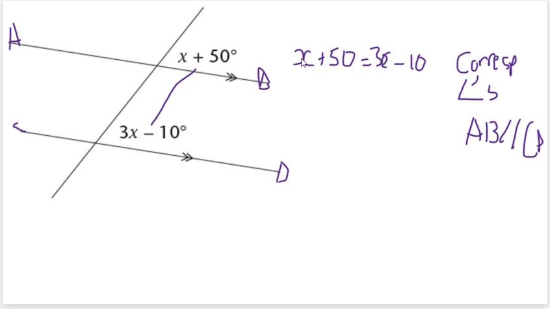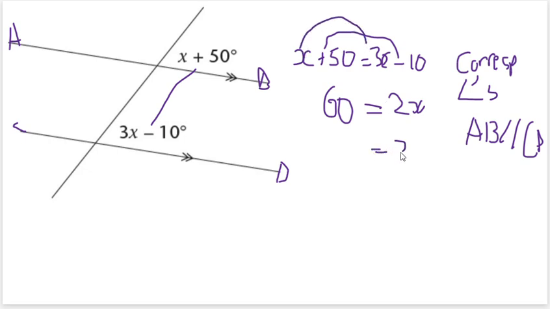So this x goes that side, and then that will become 60. 60 equals 2x. Because remember, when you're transposing, the sign changes. Therefore, the value of x is 30. Now, since the value of x is 30, that means this whole thing here is 80. Then this whole thing there will be 80 also.